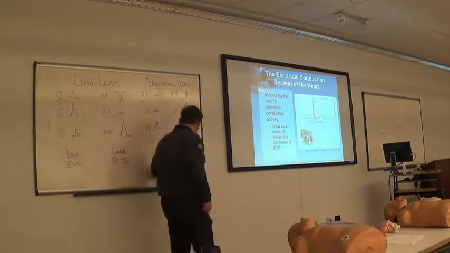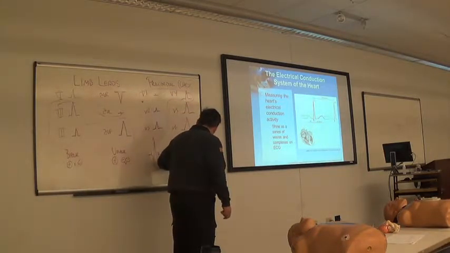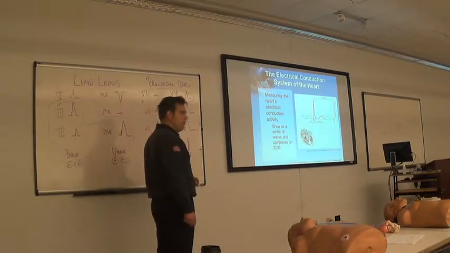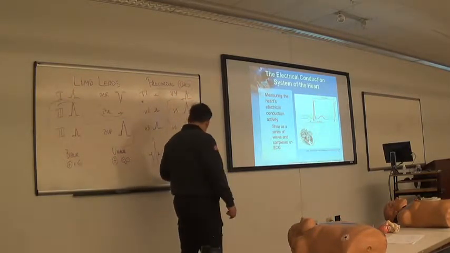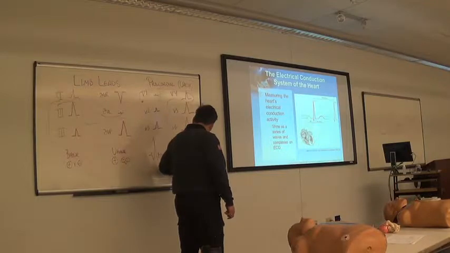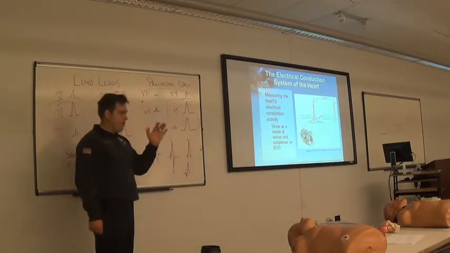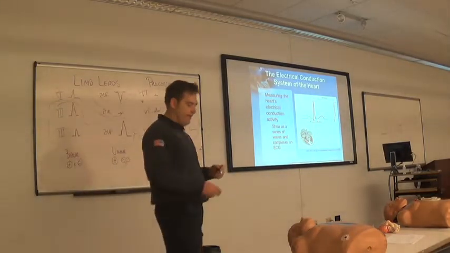And while I'm at it, I can have a QR but no S. Everybody see that? A Q, R, but no S. So it'd be from the beginning of the Q to the end of that R wave. You count the boxes.